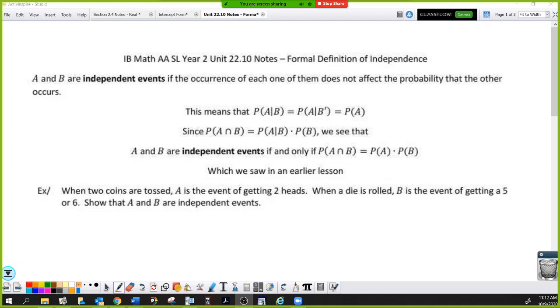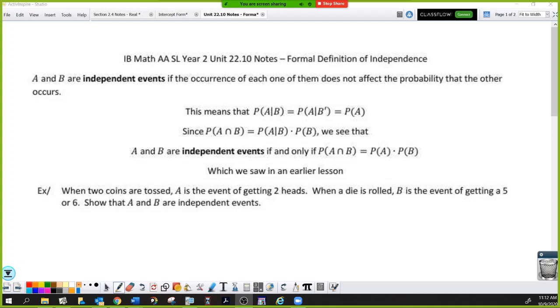What is the formal definition of independence, and what does it mean? Well, we've already hit on the idea of independent events several times this unit. We talked about the fact that independent events are events in which one does not affect the other, like flipping a coin or rolling a die. They don't care what happened on the other thing.